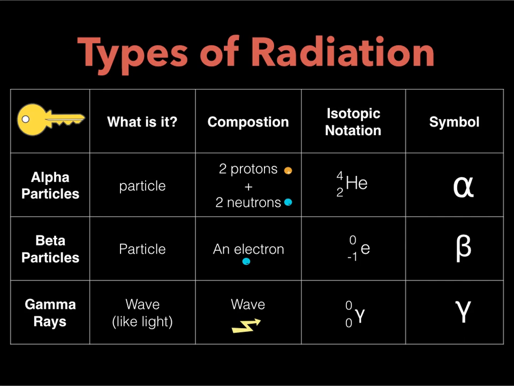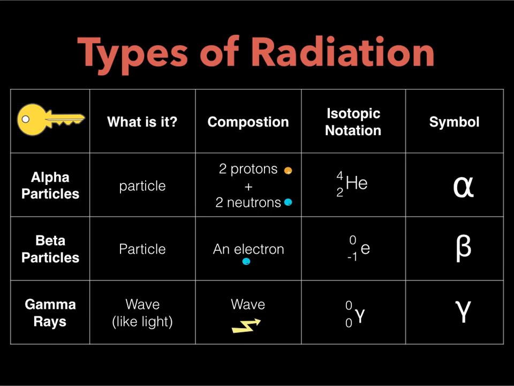Since we said the three types of radiation that we're going to talk about are alpha particles, beta particles, and gamma rays, there is this nice chart that talks about each type of radiation, what it is, its composition, its isotopic notation, and the symbol. If we're talking about alpha particles, we know that it's a particle. Its composition is just 2 protons and 2 neutrons, and this is what the isotopic notation looks like. It's helium with 2 protons and 4 protons and neutrons combined. The symbol is this Greek symbol, which is just alpha.